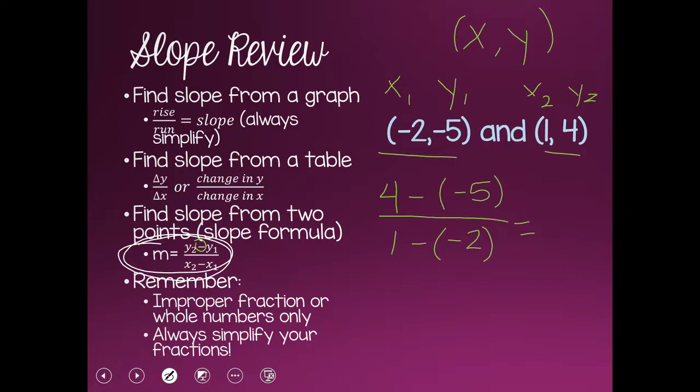So if I do 4 minus negative 5, remember you add the opposite. So you keep change. Now I have 9. And then I have 1 minus negative 2. I keep change. I have 3. 9 over 3 is going to reduce to 3. So my slope for this ordered pair is going to be 3.